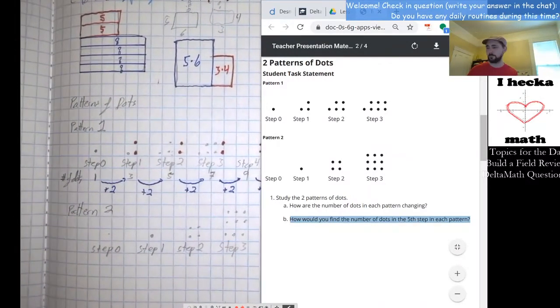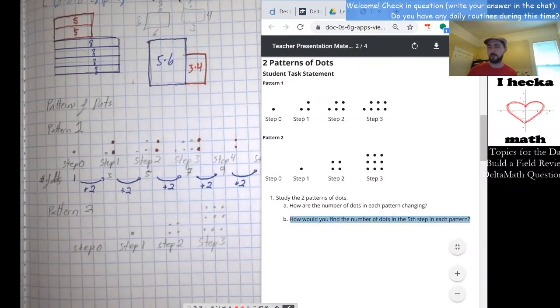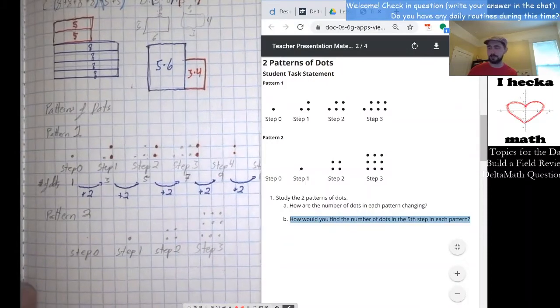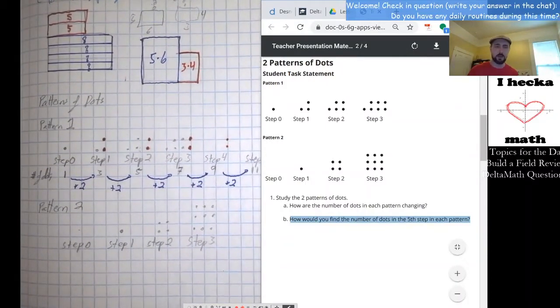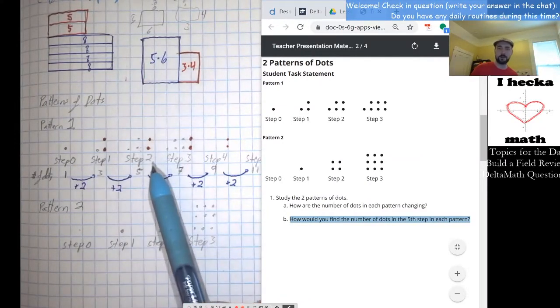Does that make sense? Good. Okay, before I move on to the next one, there's a different way that I want you guys to see this, and this is important as well. So the other way I want you to see this is by thinking about what we were doing up here, which is different ways to count the dots.